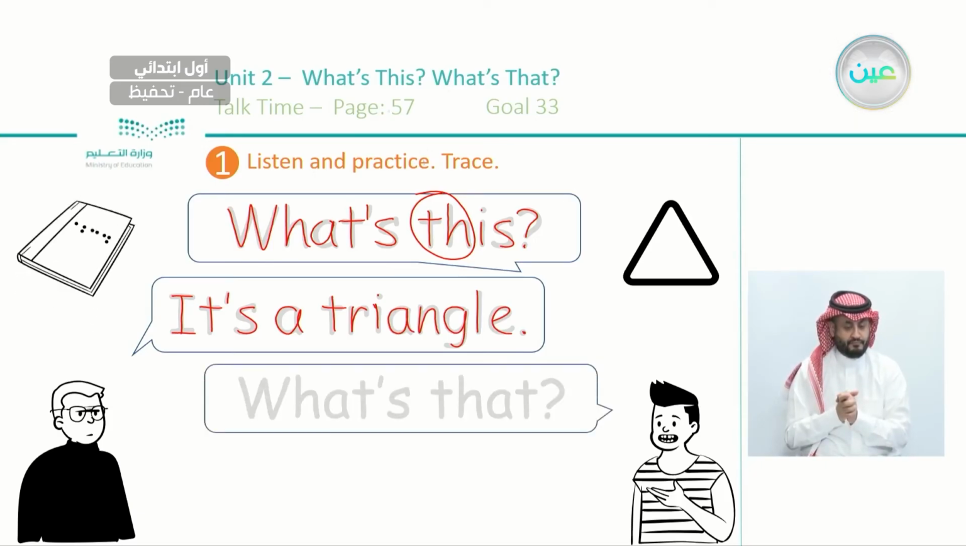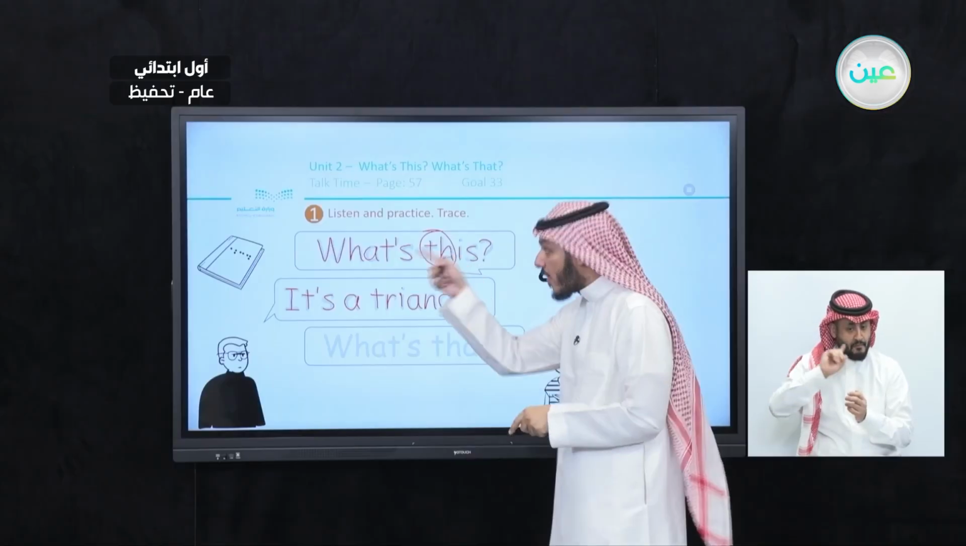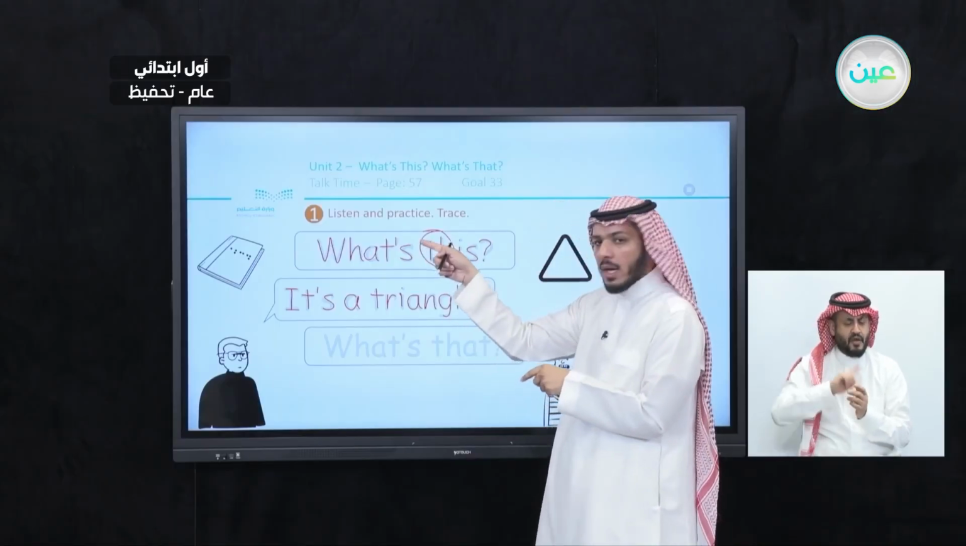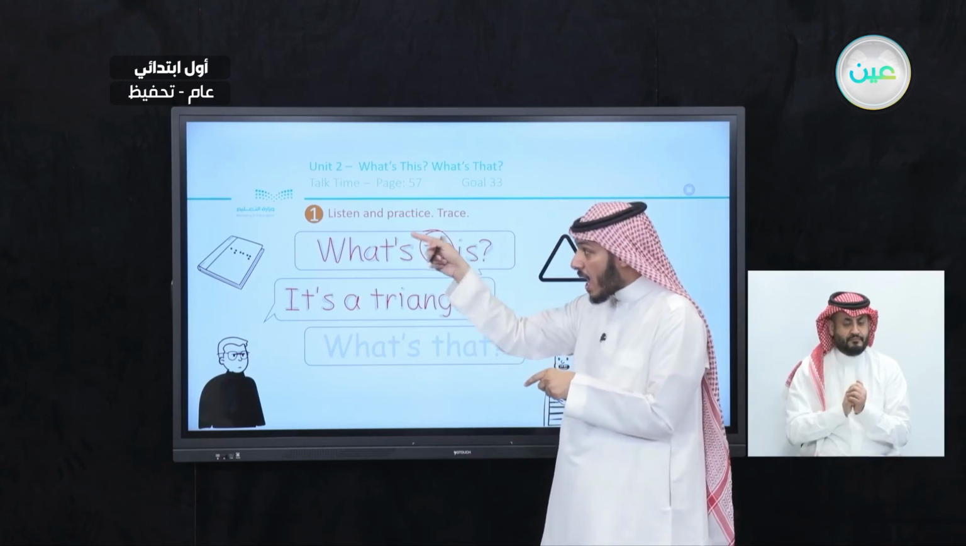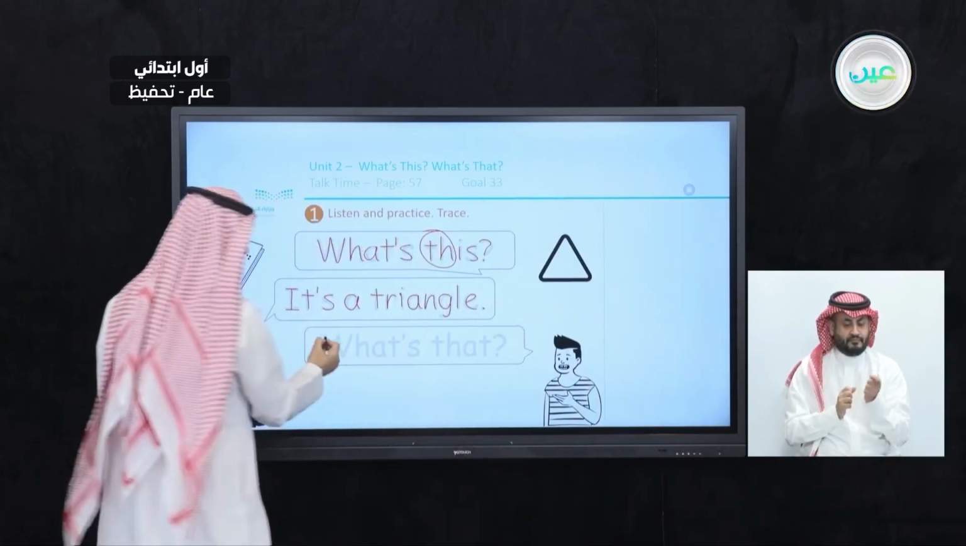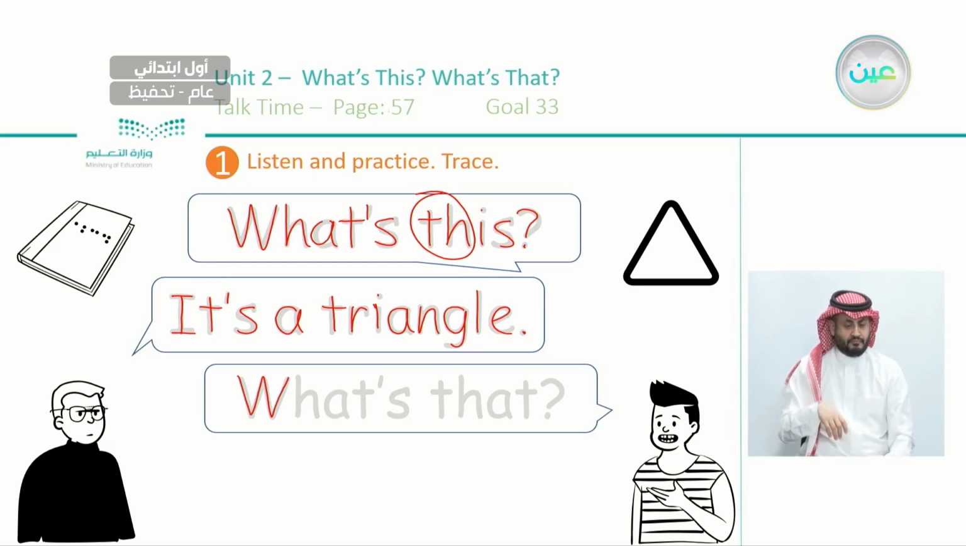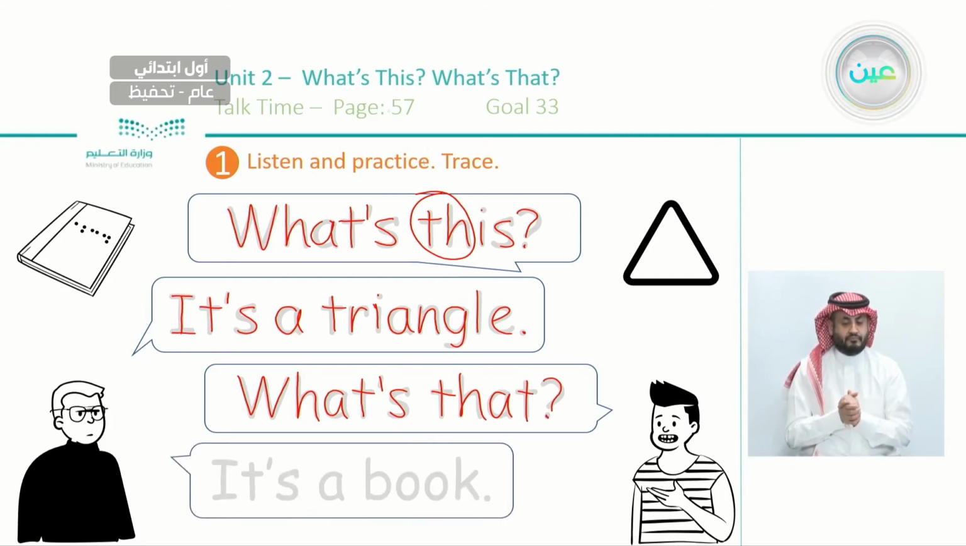Okay, now we have something here, and again that man says what? What's that? So the man is here and that is far away. So what's that? Okay, let's trace. So we have capital I, H A T apostrophe S, then we have T H A T, and we have a question mark at the end of the sentence.